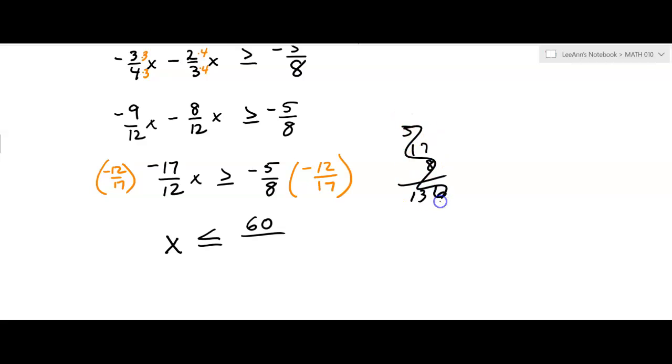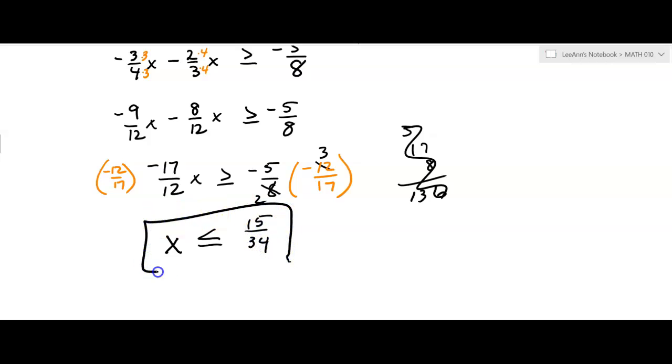Oh, I don't want to do that. You could, and then you have to reduce. Why didn't I just cancel? That's what you're thinking, right? Why didn't she just cancel? 4 goes into there 2 times. 4 goes into there 3 times. There. I like that better. That gives me 15 over 34. Then I don't have to reduce it.